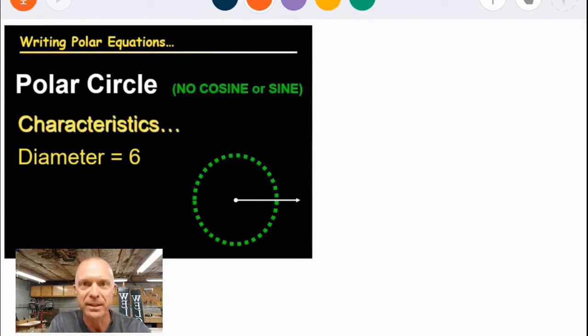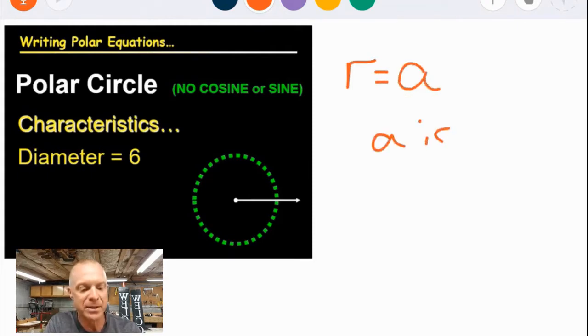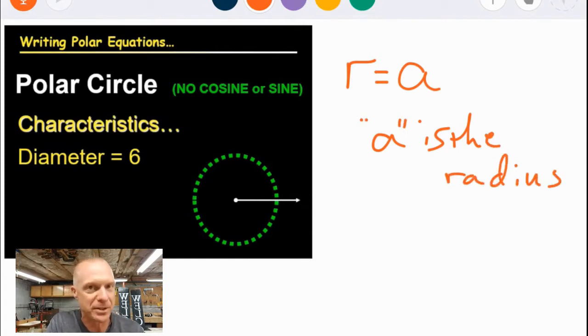How about just a polar circle that has a diameter of 6? Oh, wait a minute. Is this different than a sine or cosine circle? Well, indeed it is. Remember, this kind of circle is the one that is just of the form r equals a. Now, when we're of the form r equals a, remember that a is the radius. So, if I want to have a circle that's a diameter of 6, then I would have to say that r equals 3. That's correct, r equals 3.